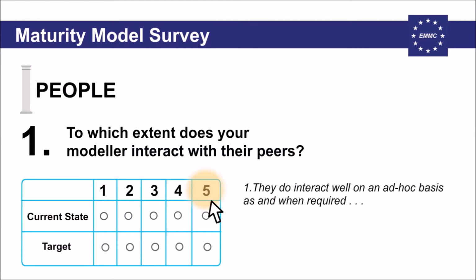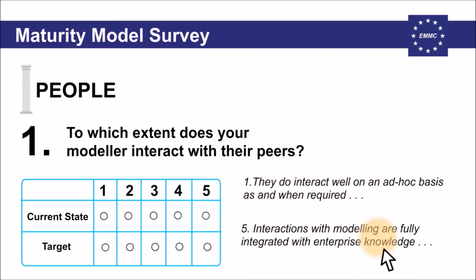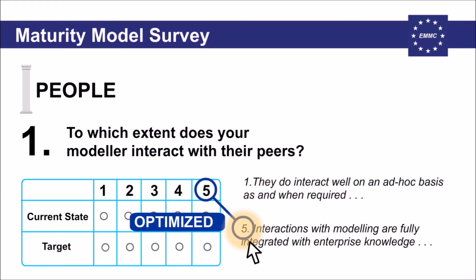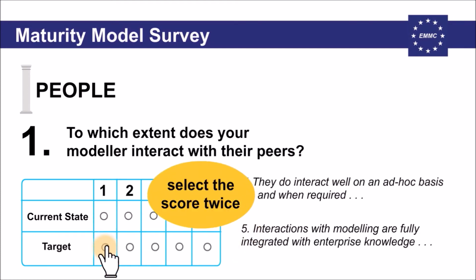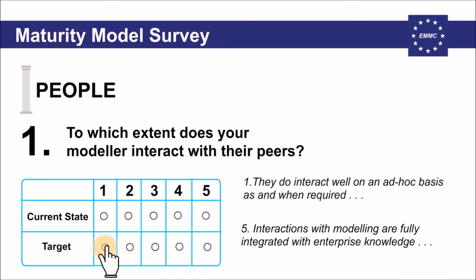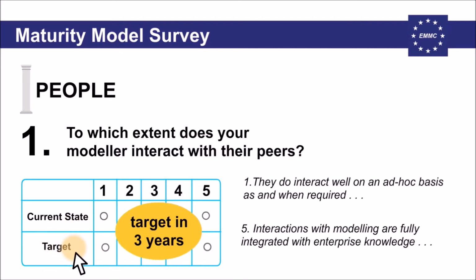Two sentences are provided that clarify the meaning of score 1, the initial level, and of score 5, the optimized level. For each question, you have to respond by selecting the score twice, as you should give information about 2 distinct scenarios. 1. The current situation. 2. The target situation you want to arrive at in 3 years' time.